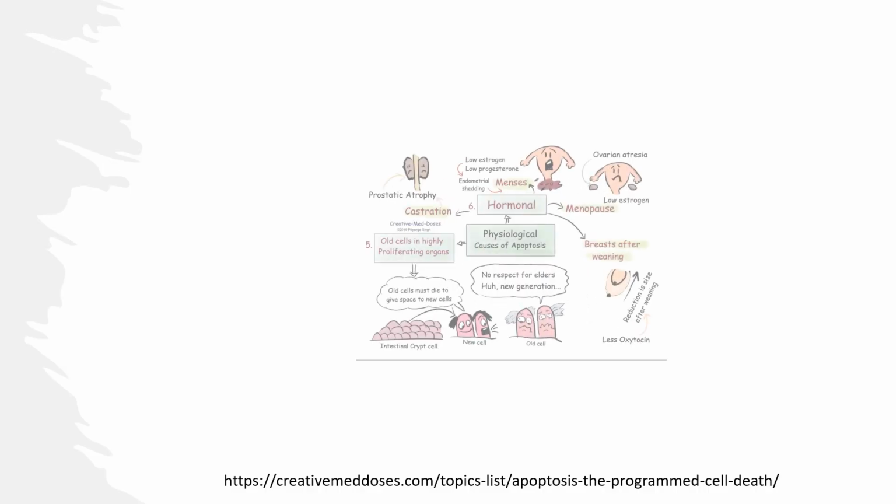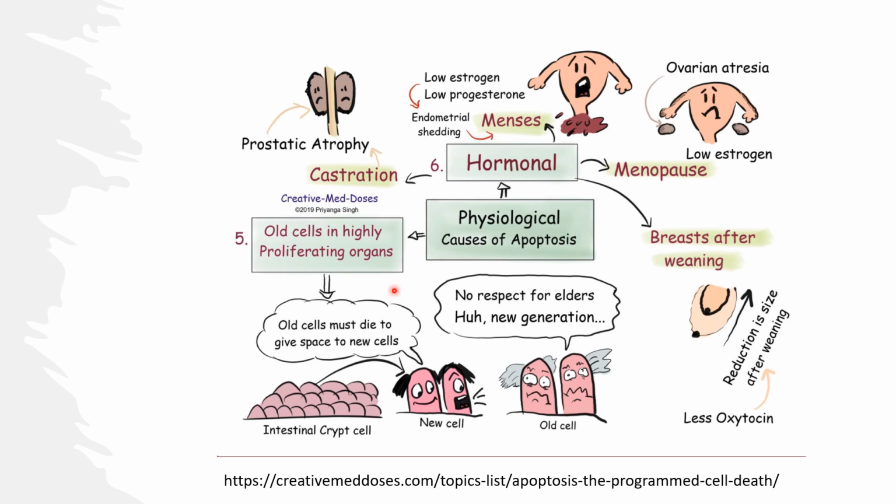Now let's look at some more examples of physiological causes of apoptosis. The next example is old cells in highly proliferating organs. So what do I mean by highly proliferating organs? There are some organs like the intestinal crypt wherein new cells are continuously regenerated. For that, the old cells need to be eliminated. How does that occur? That usually occurs via apoptosis.